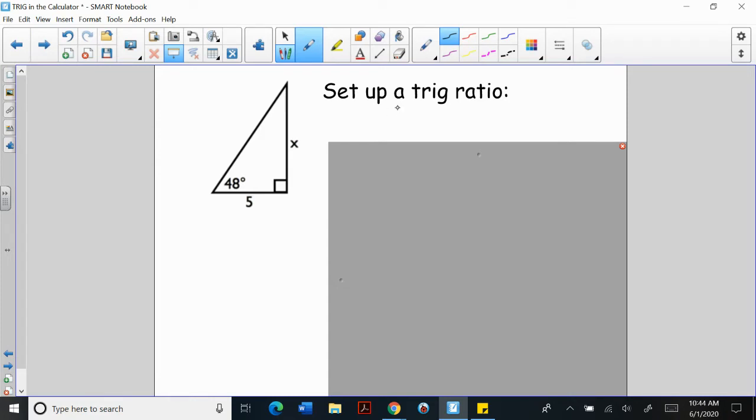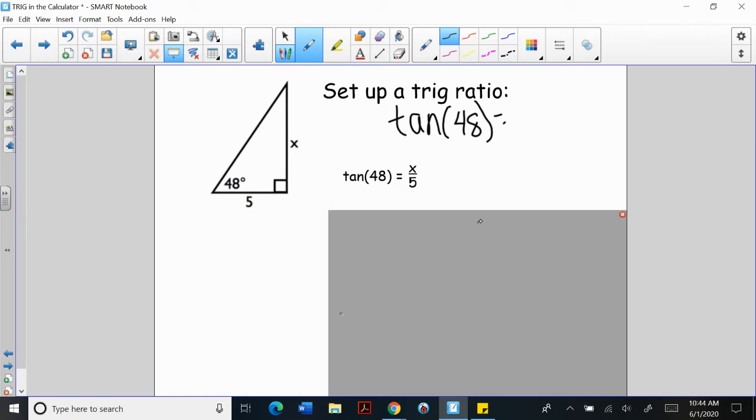Yes. So if we set up a trig ratio that says the tangent of 48 degrees, what is that ratio going to look like? What is the fraction that goes with the tangent of 48 degrees? Okay, good. Tangent of 48 degrees is the opposite over the adjacent leg. So we've got an equation now that says tangent of 48 degrees equals x over 5. Okay, perfect. So now that your calculator is already in degree mode, go ahead and type in tangent of 48 and pick out which one of these decimals your calculator gives you.